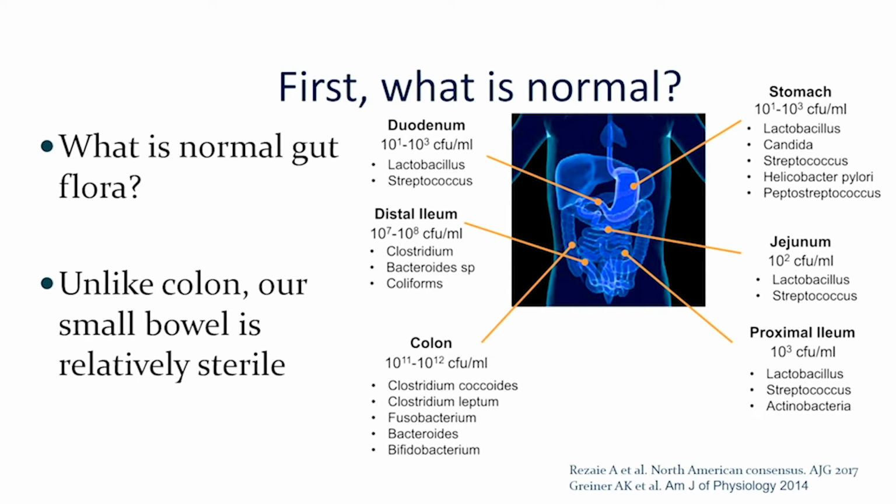But unlike our colon, the small bowel is relatively sterile. Here you can see that the colon has maybe 1 trillion bacteria per ml. The mouth has 1 billion per ml, while the small bowel should only have 1,000 per ml. So it's relatively sterile and has very little bacteria within it.